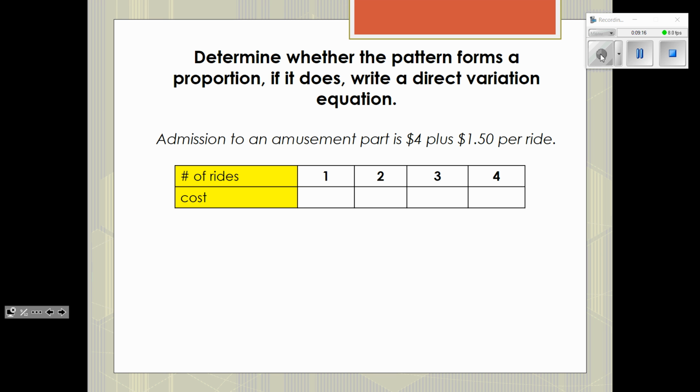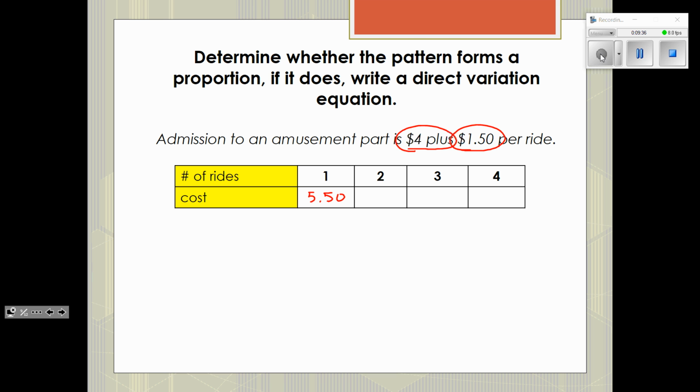Determine whether the pattern forms a proportion. Admission to an amusement park is $4 plus $1.50 per ride. If you rode one ride, how much would that cost you? First of all, you have to pay to get in, which is $4. You rode one ride, so if you add those together, that would be $5.50 for one ride.